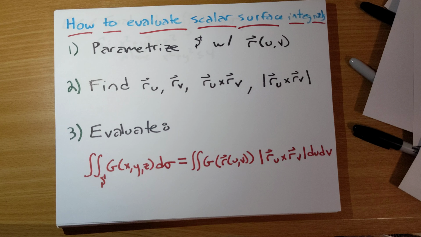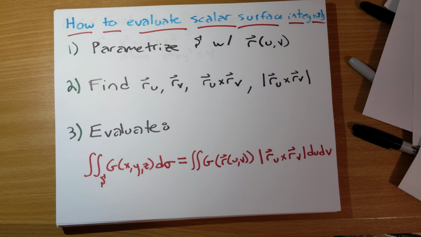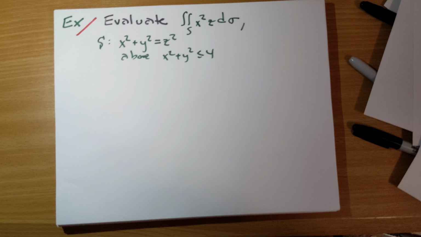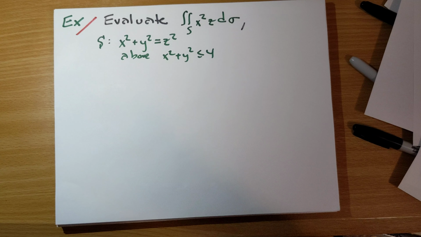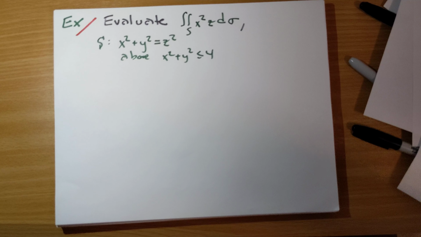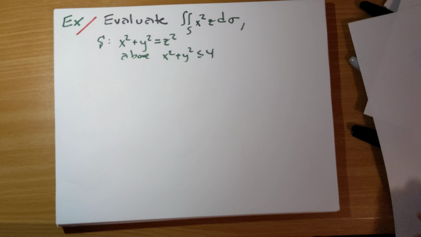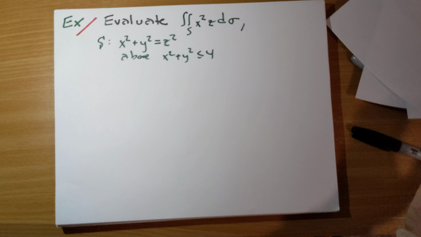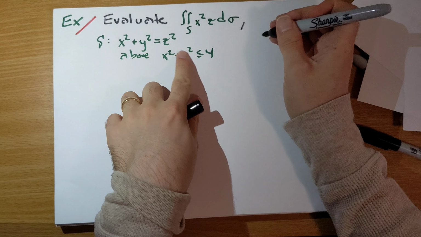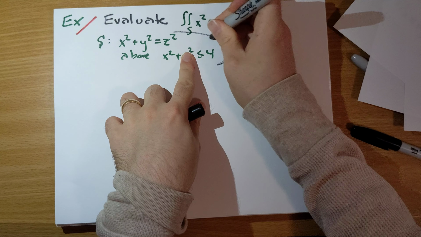Okay, let's put our method for evaluating scalar surface integrals to work. Here will be our first example. Evaluate the double integral over S of x squared z d sigma, where S is the part of the cone x squared plus y squared is equal to z squared, above x squared plus y squared is less than or equal to 4.